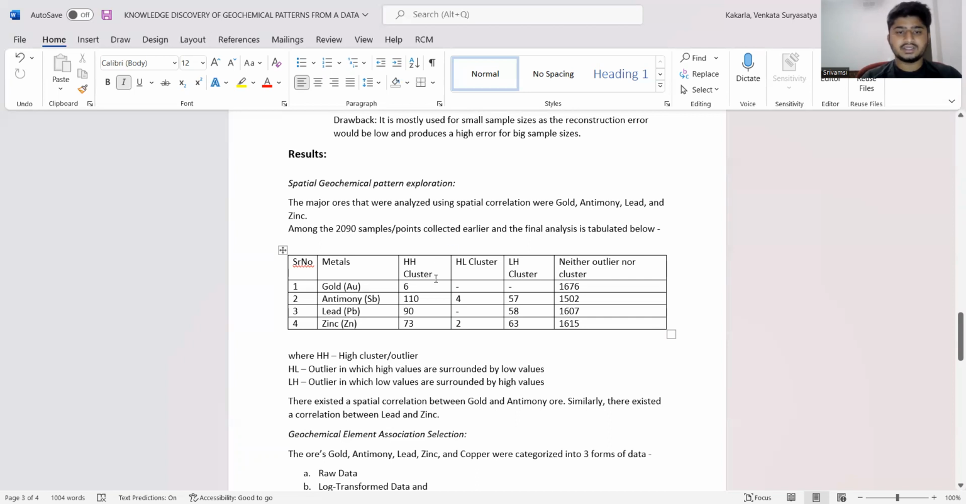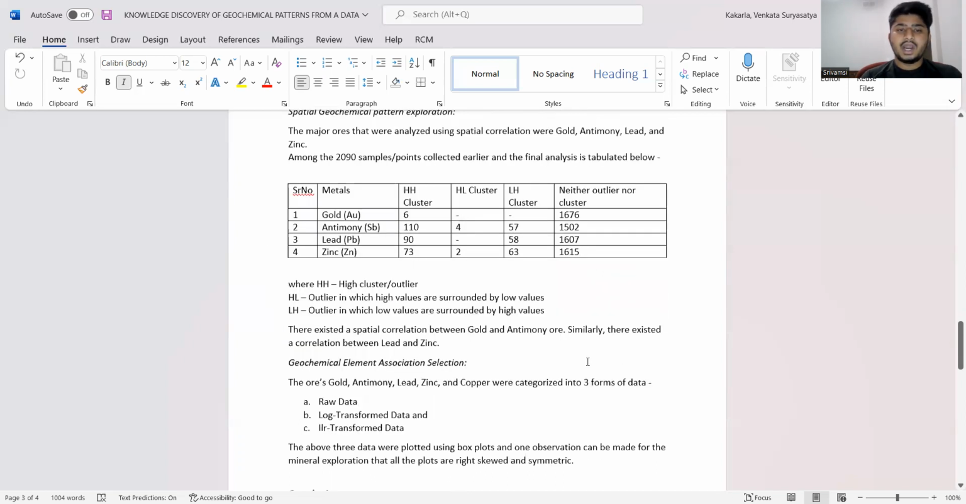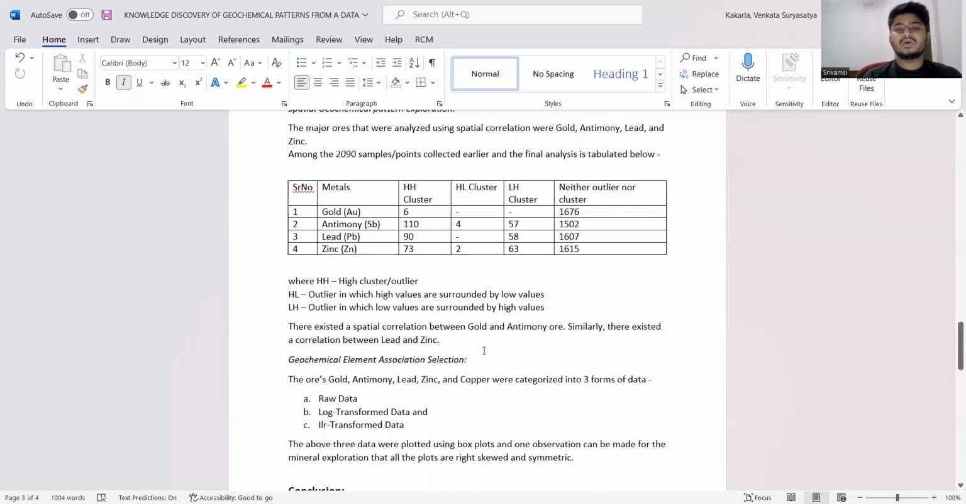Here the HH cluster is a high cluster or outlier, and the HL cluster stands for an outlier in which high values are surrounded by low values. The LH cluster is an outlier in which low values are surrounded by high values. There is also a category that is neither outlier nor cluster, and this is the result. For gold it is 6, and neither outlier nor cluster is 6076. Coming to antimony, it is 110. The high cluster or outlier is 4, the outlier in which low values are surrounded is 57, and neither outlier nor cluster is 1502, and so on. You can easily get this when you look into the table results. There exists a spatial correlation between gold and antimony, and similarly between lead and zinc.